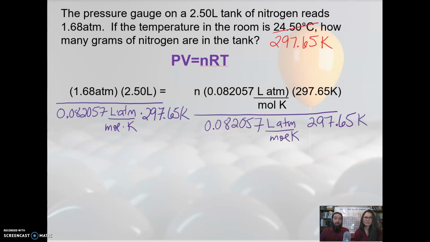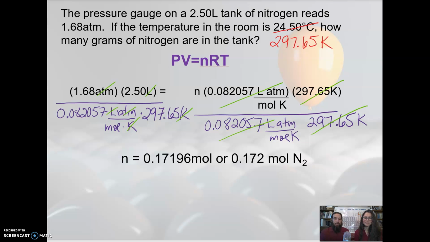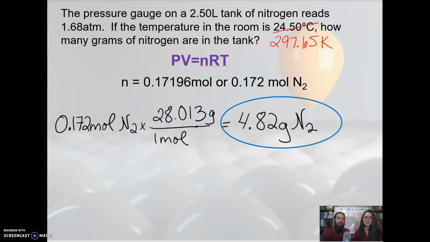First thing we have to do is put our units into PV equals nRT. And you can see here we've got PV on the left equals nRT, and then we're just moving everything to the left, getting n by itself. When we solve for n, we get this number in our calculator. We can go to 3 sig figs based on our data from the question. We've got the number of moles, and now we're going to use the molar mass, that's N2, nitrogen gas, to get the number of grams. See how moles cancel? So we put the 28.013 grams on top over 1 mole.